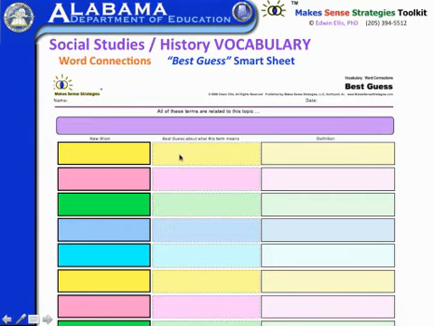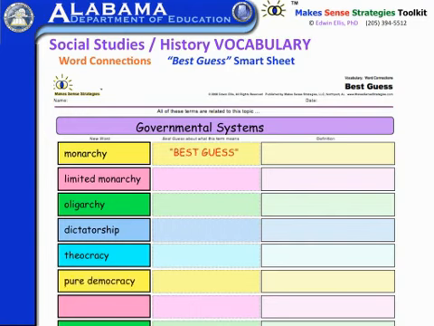Then later we'll actually teach the meaning of the term in the context of the history or social studies lesson, and at the end of the lesson we'll have students note what the correct definition is. Sometimes they were spot on with their best guess, sometimes it needed a little tweaking, and sometimes they're really off. So let's say the topic is government systems, and these are various terms that we're teaching. Students interview each other to formulate a best guess, and then they'll note the definition later after I've taught what each means.